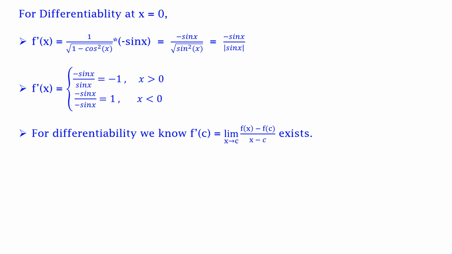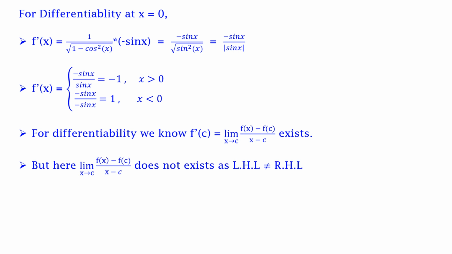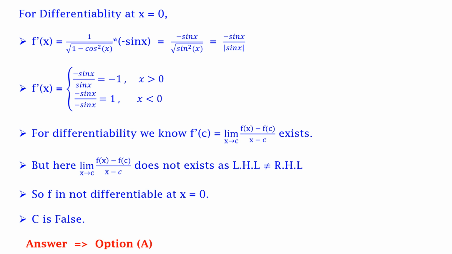For differentiability, we know that f dash c is equal to limit x tends to c, f x minus f c upon x minus c, which should exist. But here, this limit does not exist, as we are getting two different values, that is minus 1 and 1, that is left hand limit and right hand limit are not equal. So f is not differentiable at x equals 0. So option C is false, and the correct answer is option A.